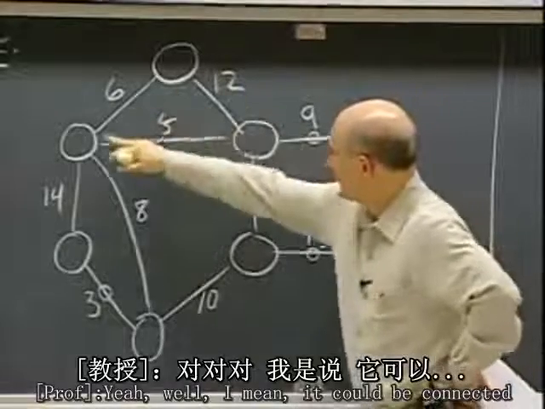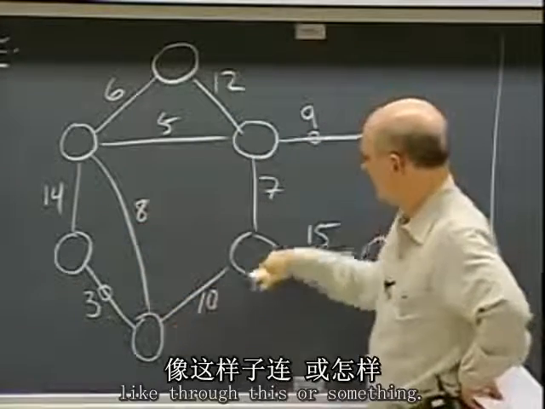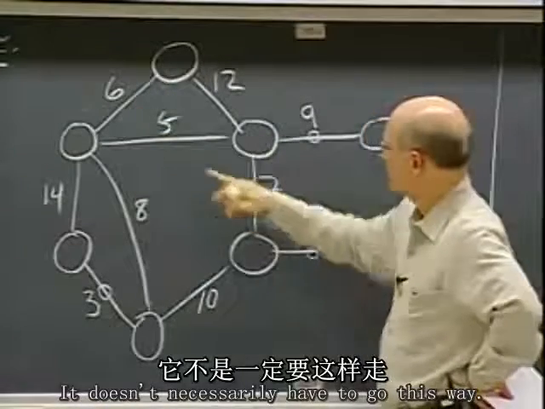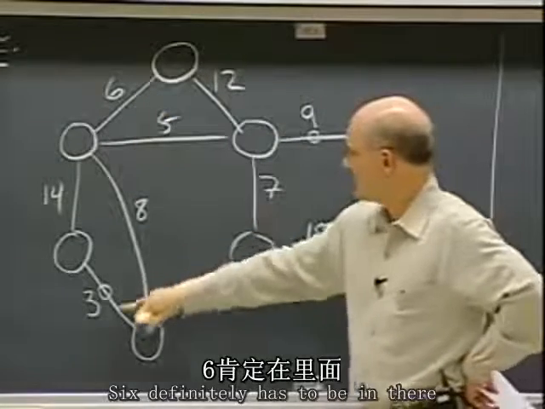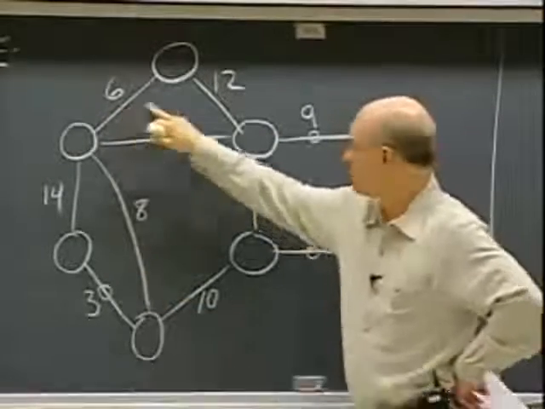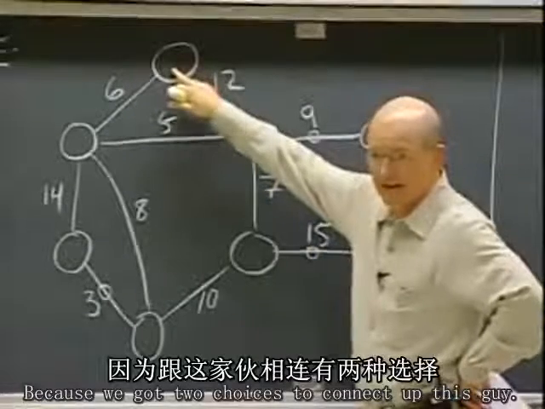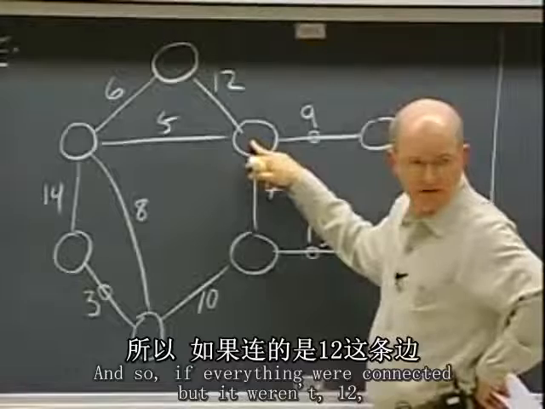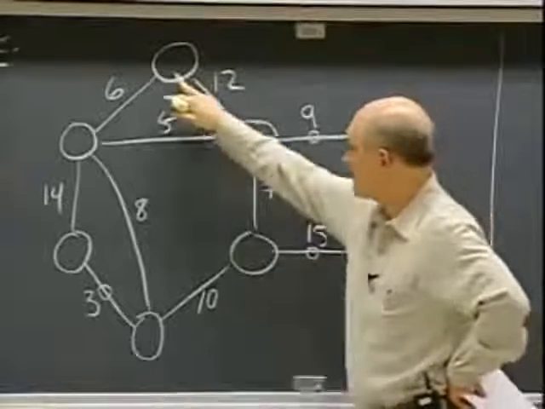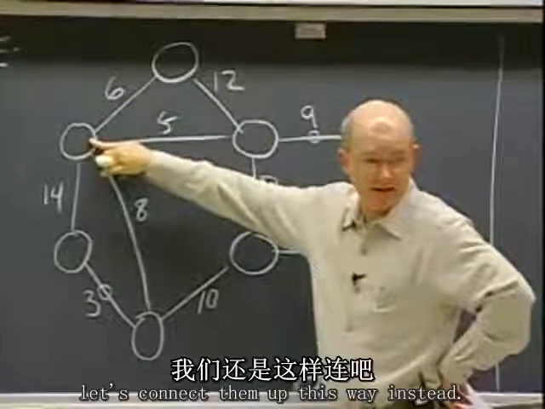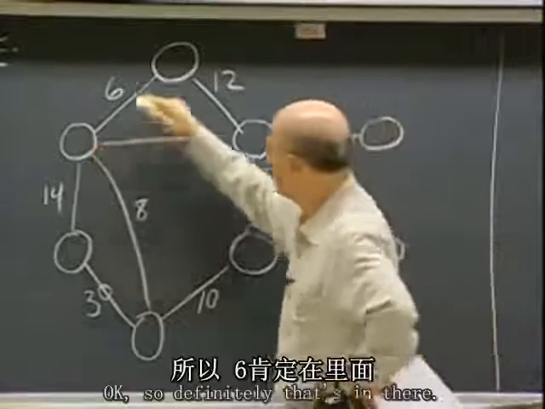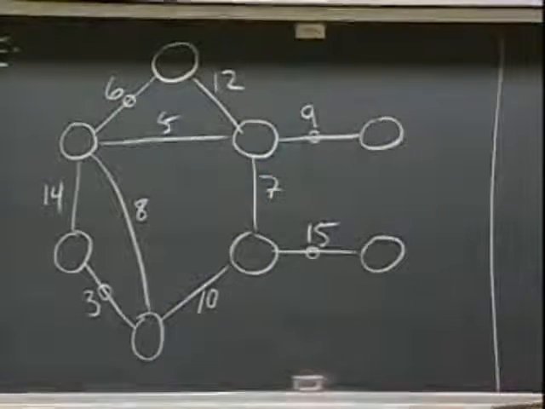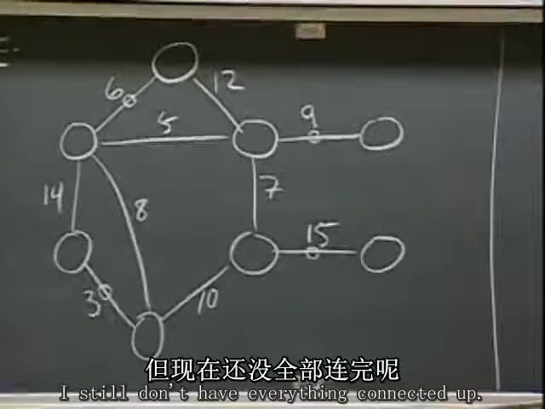Well, it could be connected through this or something. Doesn't necessarily have to go this way. But 6 definitely has to be in there for the same reason that 3 had to be, right? Because we got 2 choices to connect up this guy. If everything were connected and 12 was in there, I could always say, well, let's connect him up this way instead. Okay, so definitely that's in there. Still don't have everything connected up.